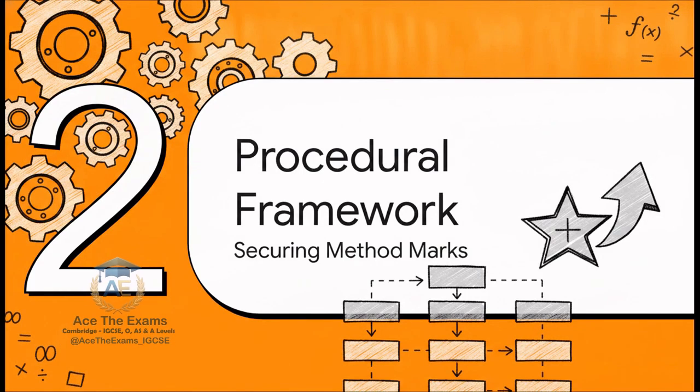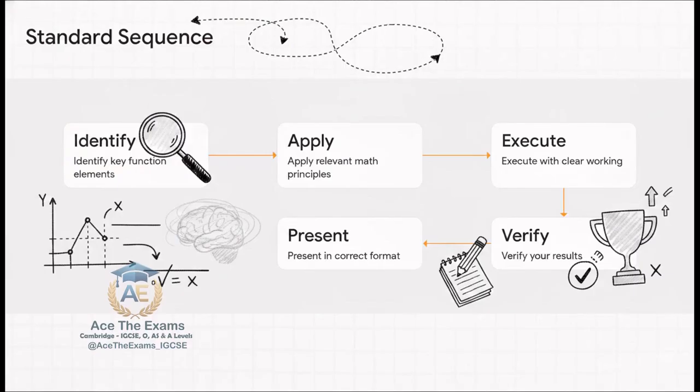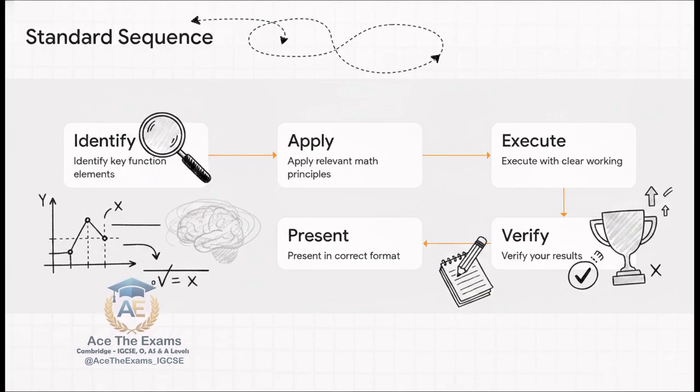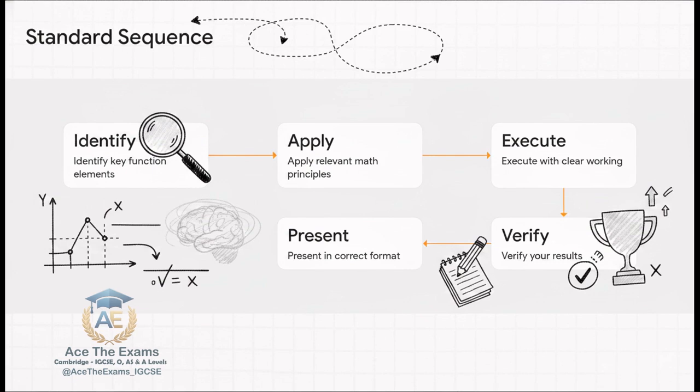Section 2, the procedural framework and securing the method marks. The absolute brilliance of this standardized sequence is that it forces you to slow down and prove your process, which is exactly where method marks are awarded. Systematic processing follows these exact 5 steps.